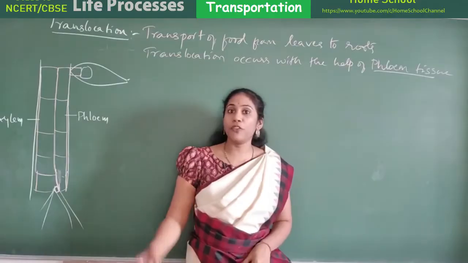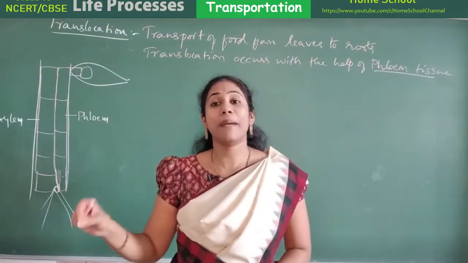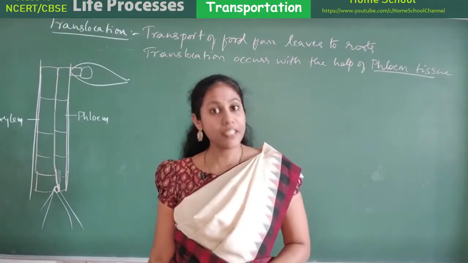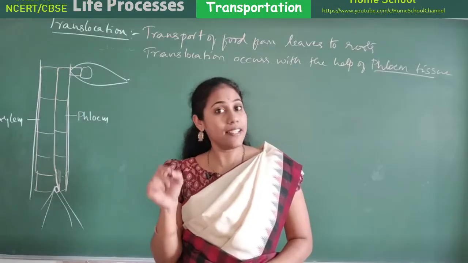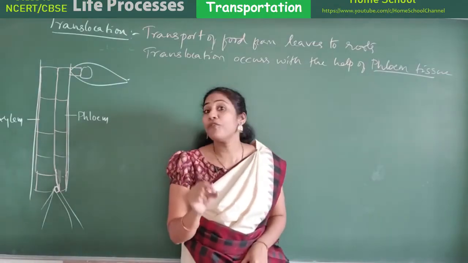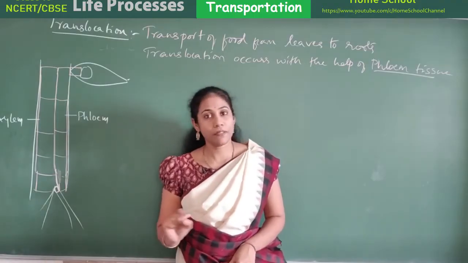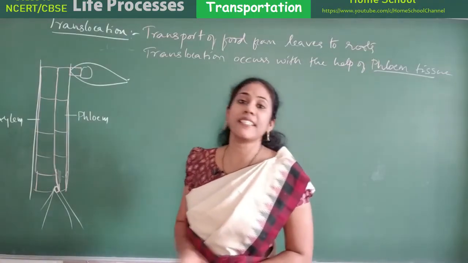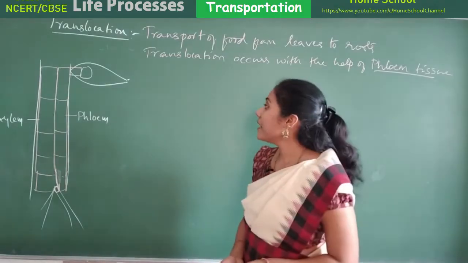About the phloem tissue, in your class 9 you have studied the elements of phloem tissue. You know, phloem tissue mainly contains the sieve tubes and companion cells, isn't it? So here sieve tubes and companion cells are helpful for carrying food from leaves to roots. Okay, let us see how the food is carried away from leaves to roots.